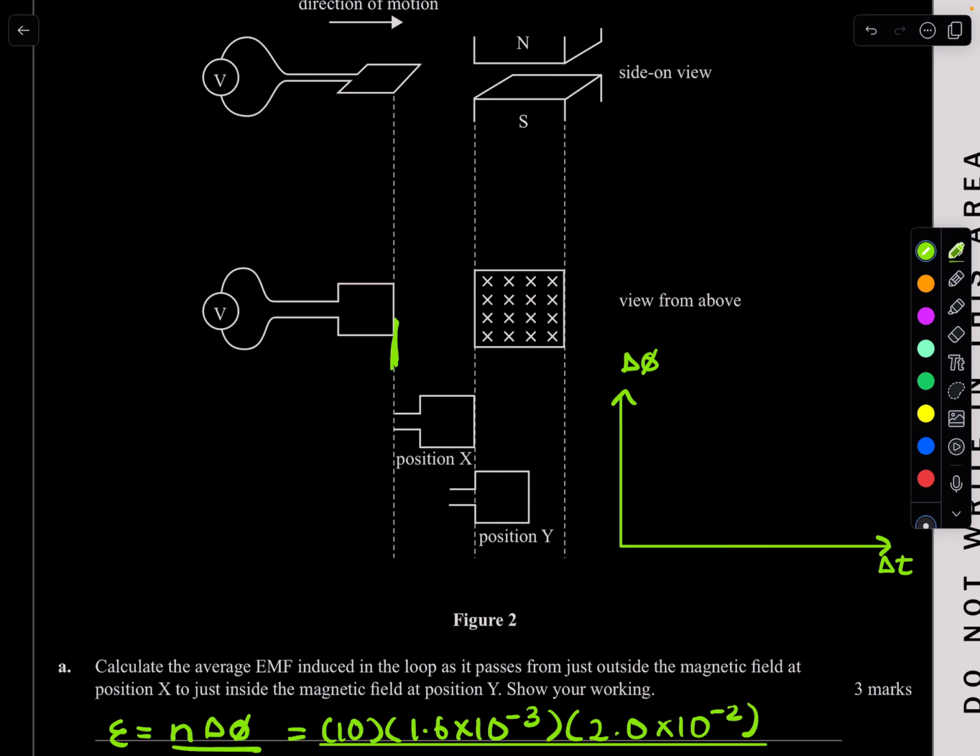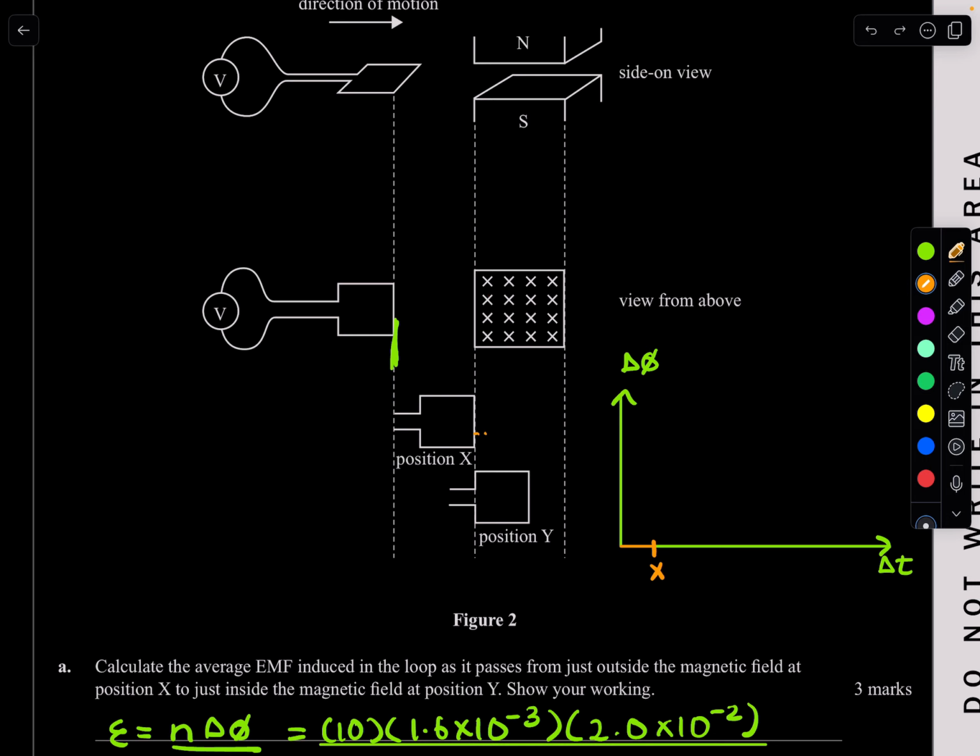Initially there would be no change in flux because there are no magnetic field lines passing through the loop. Imagine you're going from no magnetic flux until you hit position X, which is this position. The further you go from position X, you're now going to get field lines passing through that loop, and hence we're going to have a change in flux.